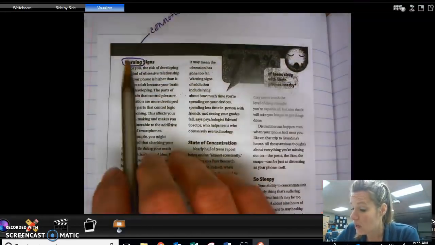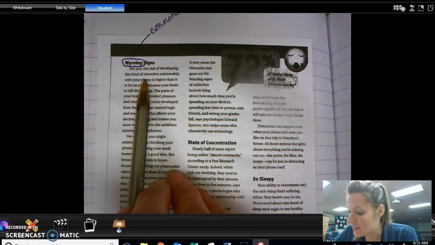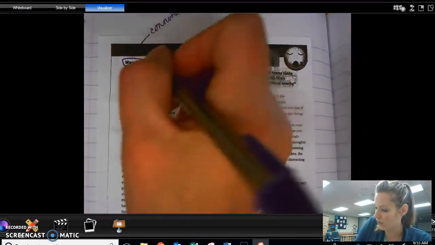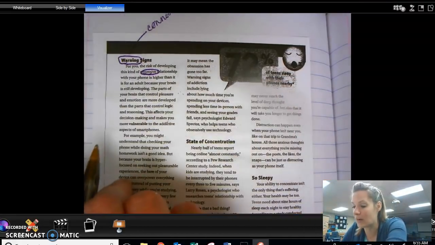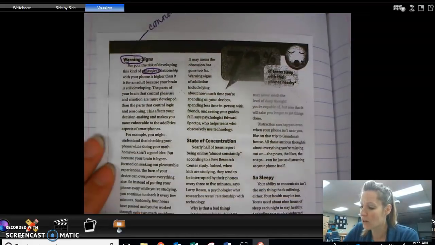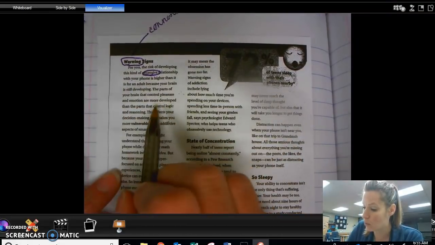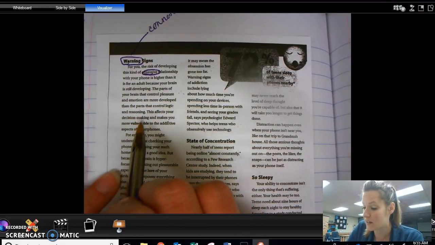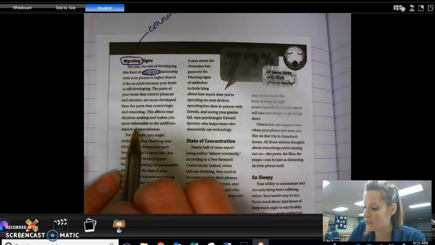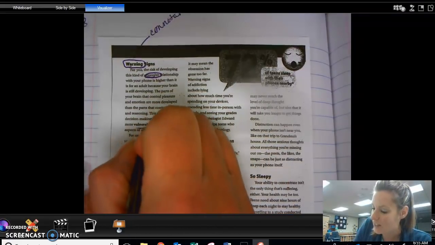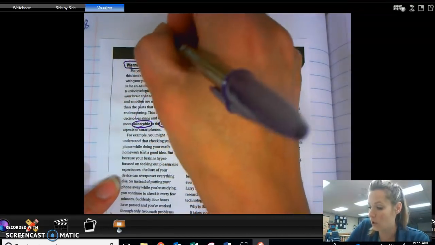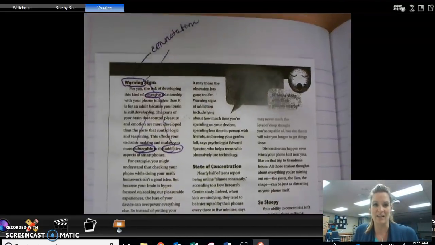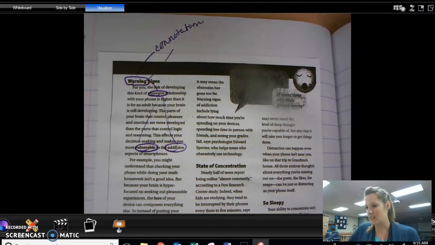So, okay, for you, the risk of developing this kind of obsessive relationship with your phone, look at this, obsessive, with your phone is higher than it is for an adult because your brain is still developing. The parts of your brain that control pleasure and emotion are more developed than the parts that control logic and reasoning. This affects your decision making and makes you more vulnerable to the addictive aspects of a smartphone. So again, do you see I have these 4 words and all of them lead back to this heavily negative connotation? So obviously I'm getting the idea that the writer is trying to communicate that this is negative.